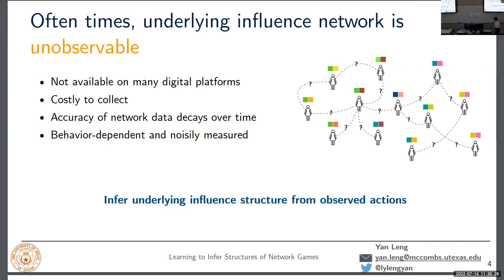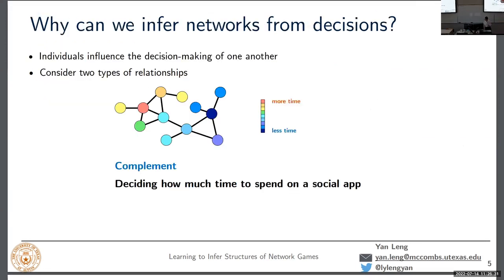I want to start from our previous work, which was published two years ago in ICML. That gave us a better motivation and would also help to understand this type of network game better. So I want to start from the intuition of why we can infer the influence structure from individuals' decisions. From some empirical studies in social science, we know that individuals influence the decision making of one another.